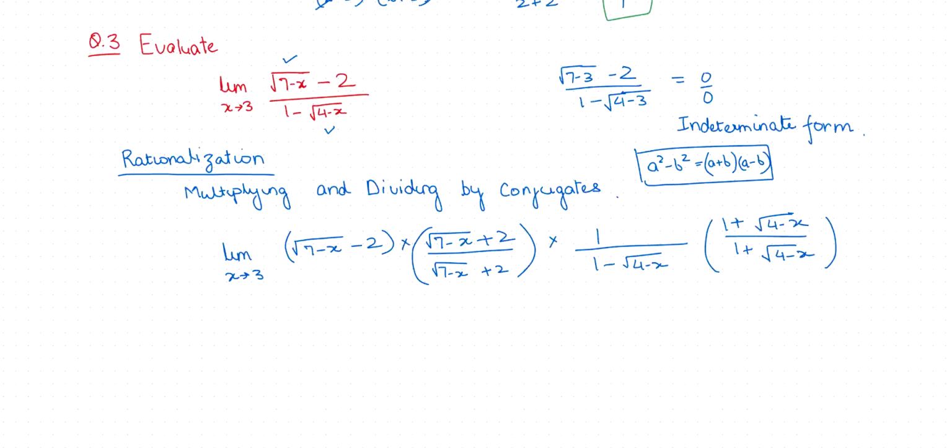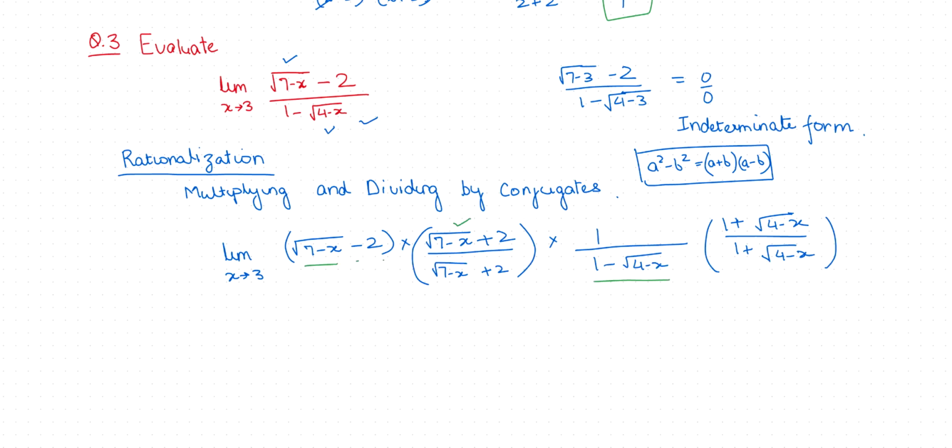Now, in order to simplify these radicals, we multiply and divide by conjugates. Here it was the square root of 7 minus x, minus 2, so we multiplied and divided by the square root of 7 minus x, plus 2. And in the denominator, it was 1 minus the square root of 4 minus x, so we multiplied and divided by 1 plus the square root of 4 minus x.